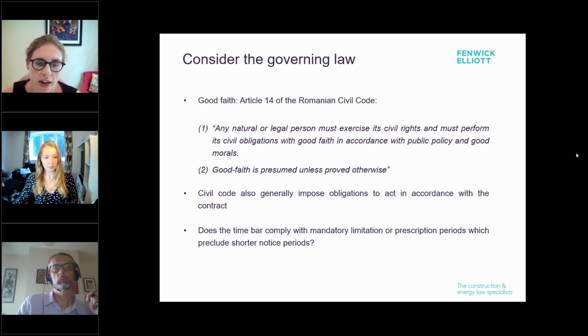So, for example, the Romanian Civil Code, and a lot of civil codes, have a good faith obligation, and that's just setting out Article 14 of the Romanian Civil Code. That's a good faith obligation, sort of similar to the NEC clause 10.1. So you want to think about whether that could assist you with a similar claim to waiver or estoppel in the common law. But the civil code also imposes obligations to act in accordance with the contract. So they're not get out of jail cards for you to rely on. You need to assess everything in the round.